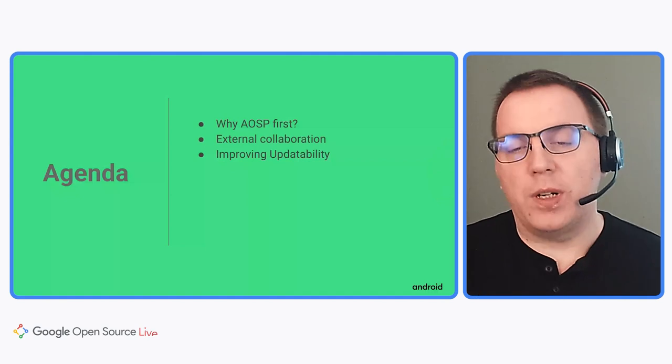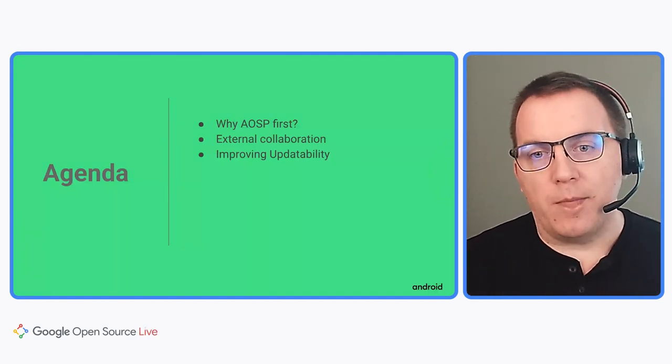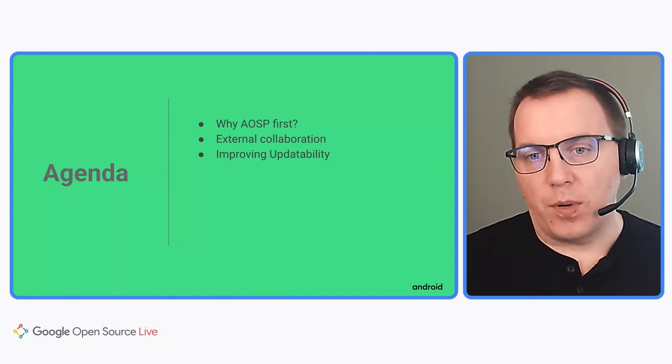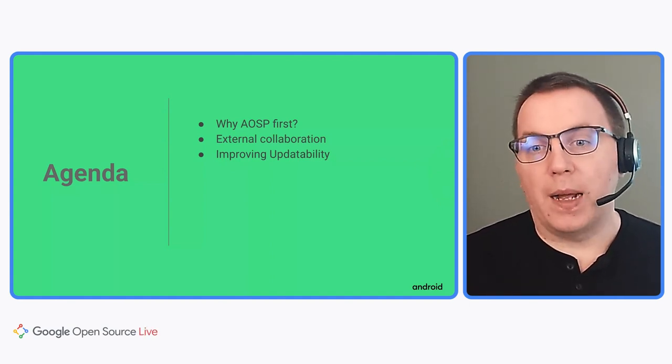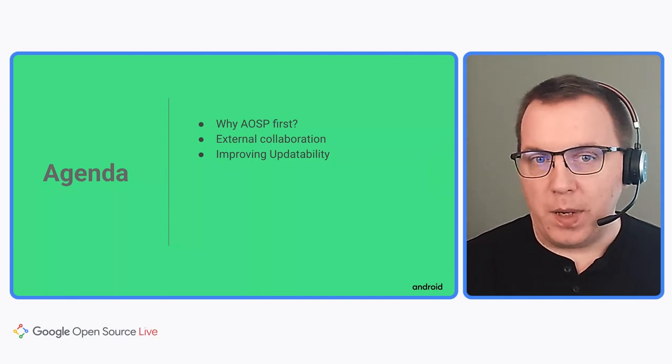So today I'm going to talk a little bit about why you would develop out in the public and in the open rather than internally, and then dive in a little bit on how the external collaborations are enabled for my teams. Then I'll hand off to my colleague Jeff to talk about updatability.